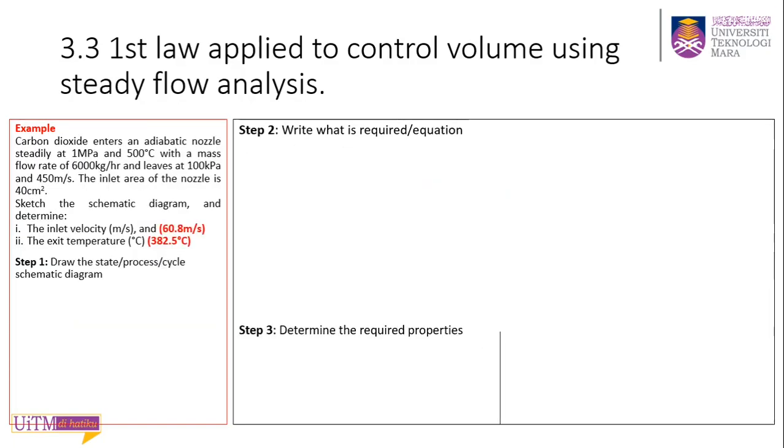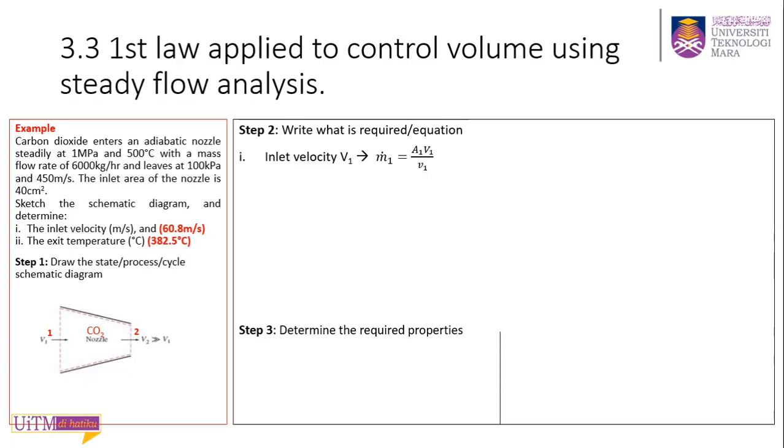For the second example for nozzles, feel free to pause to read and understand the question. For step 1, please try to draw the schematic diagram and label state 1 and state 2. For step 2, since the mass flow rate is already given, we will use the mass flow rate equation to find the inlet velocity.